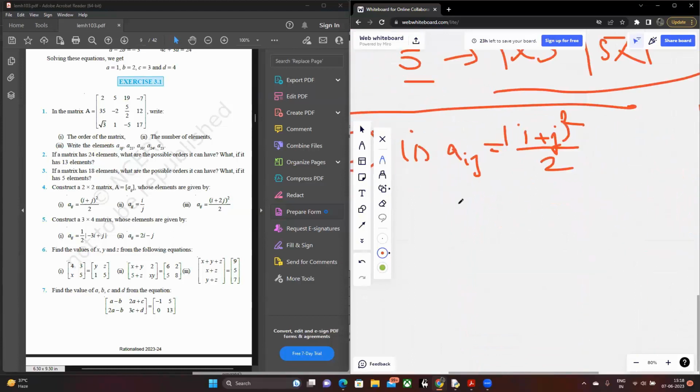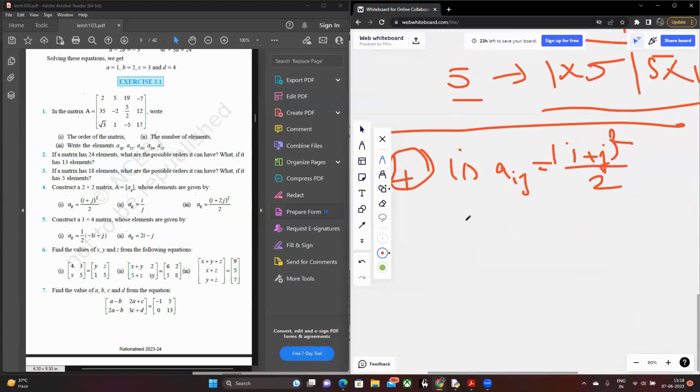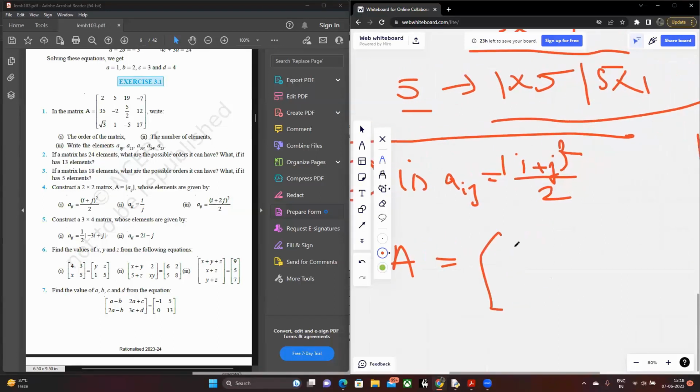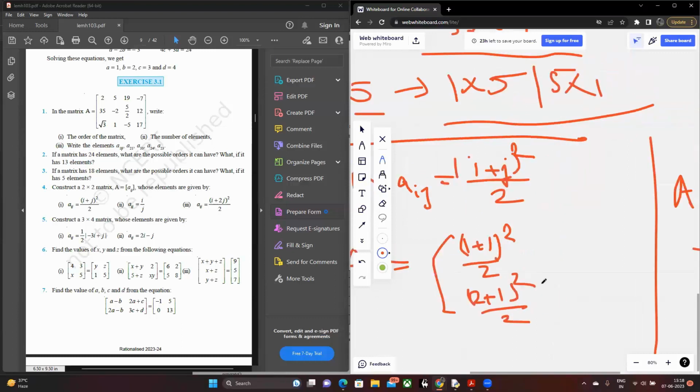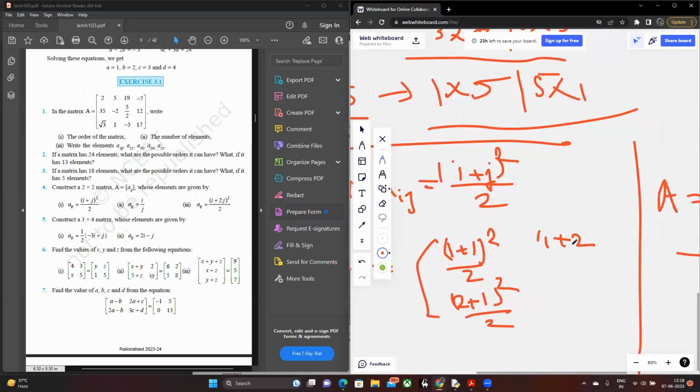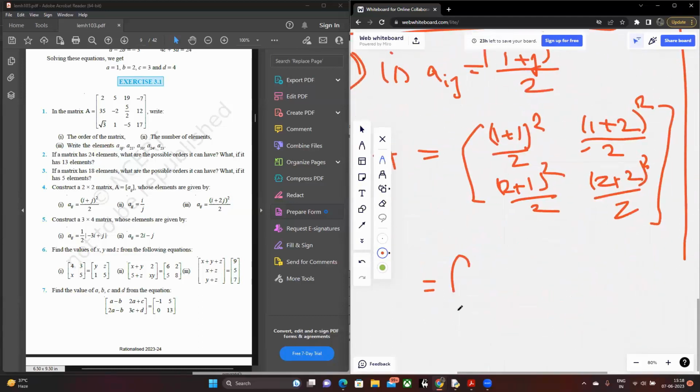Since Aij is (i plus j) the whole square divided by 2, your matrix A is equal to a matrix of (1 plus 1) the whole square by 2, (1 plus 2) the whole square by 2, (2 plus 1) the whole square by 2, and (2 plus 2) the whole square by 2. Which is basically, 2 squared is 4, 4 by 2 is 2. Then 1 plus 2, 3 squared is 9, so it is going to be 4.5.